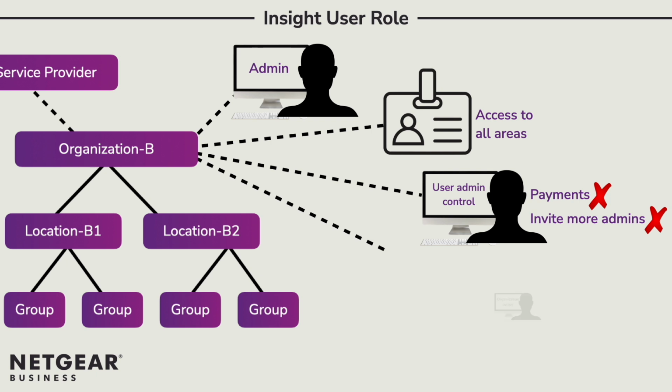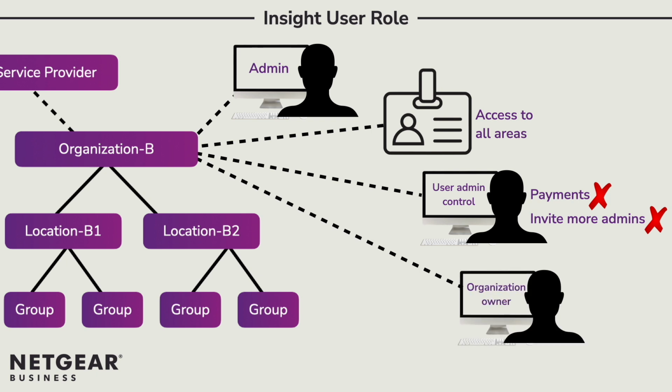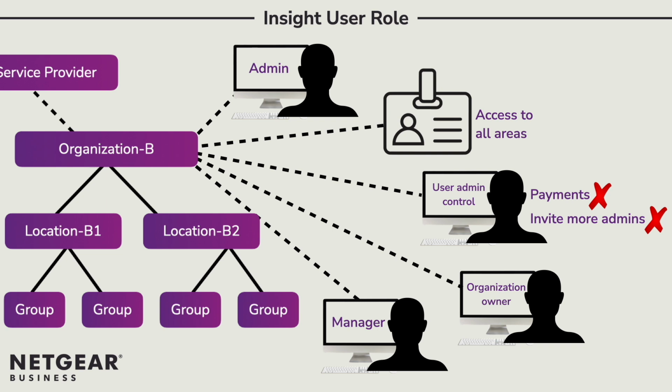Next is the organization owner, reserved for users who need to control the operational functionality of the locations within the organization. And the fourth and final level is manager, for users who manage network resources within the specified organization, but who don't have access to account level information and configuration.